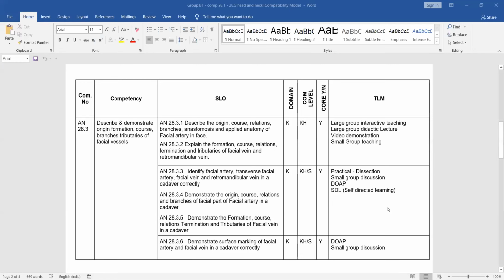self-directed learning. And sixth SLO is demonstrate surface marking of facial artery and facial vein in a cadaver correctly. Domain is knowledge and competency level is knows how and shows, and it is also a core competency. And teaching learning method for this particular SLO is DOAP and small group discussion.